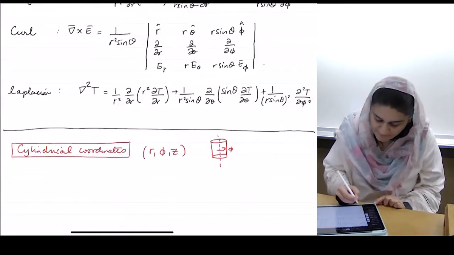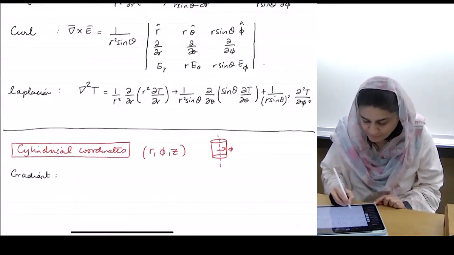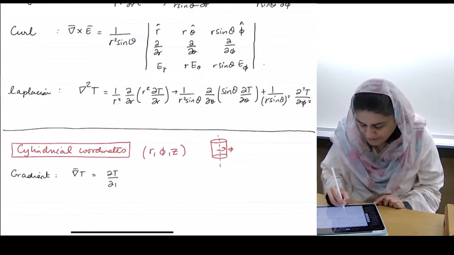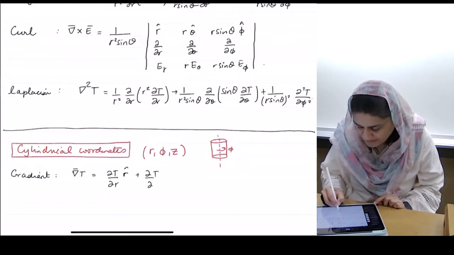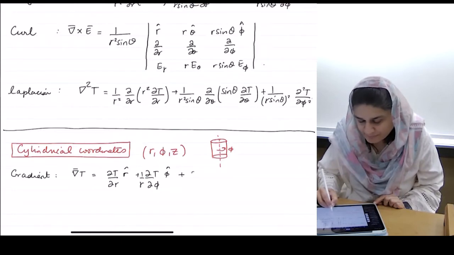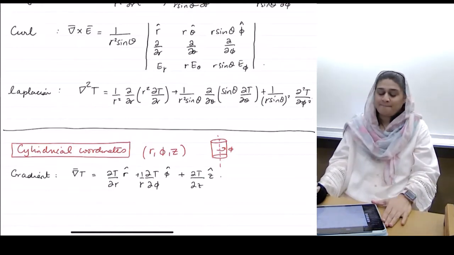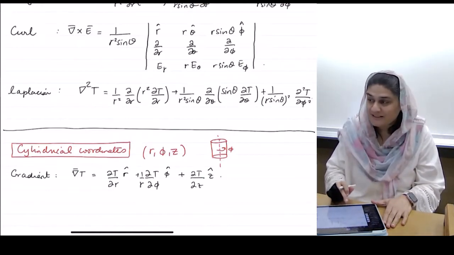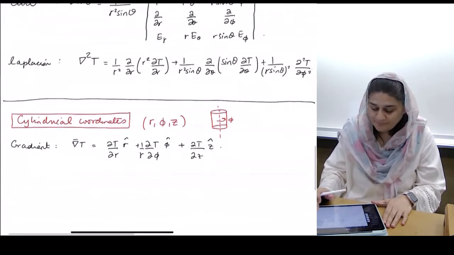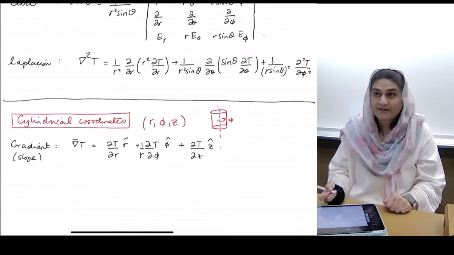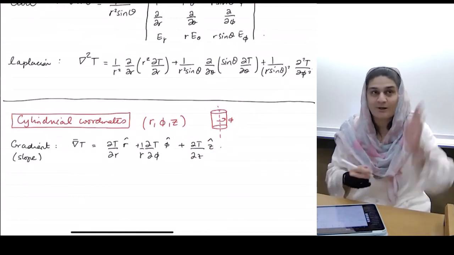So the gradient for this case will be del t: partial t over partial r, r hat, plus partial over partial phi of phi hat. Oh, I think this has a 1 over r. Plus partial t over partial z, z hat. It does, right? Yeah. And remember, t is a scalar. And so this will just give us the slope. Gradient is always a slope, just how far you go down or up.